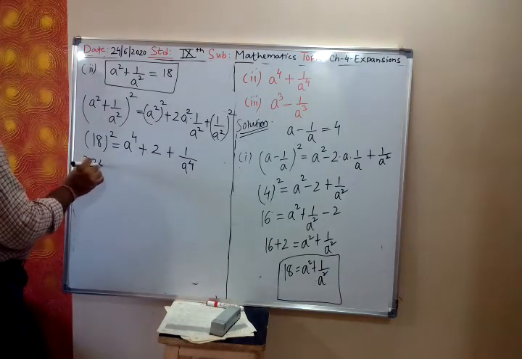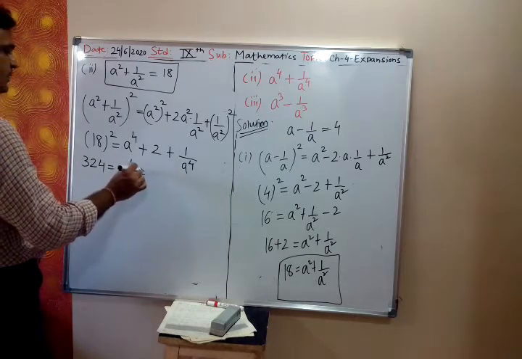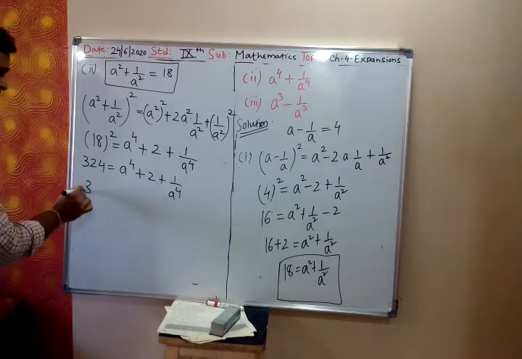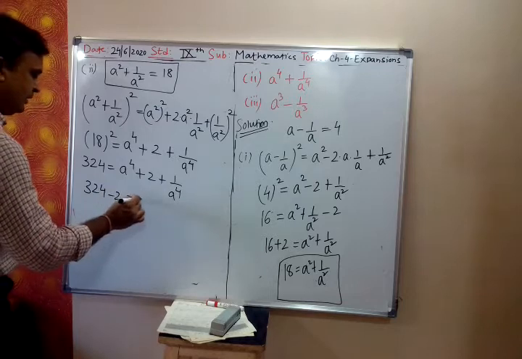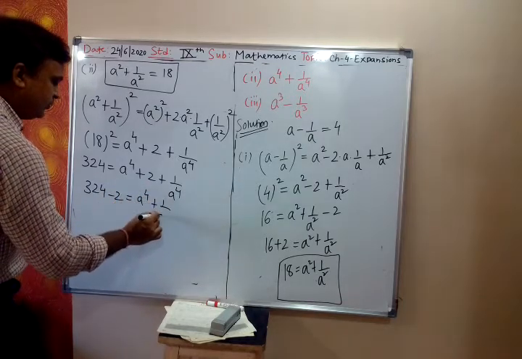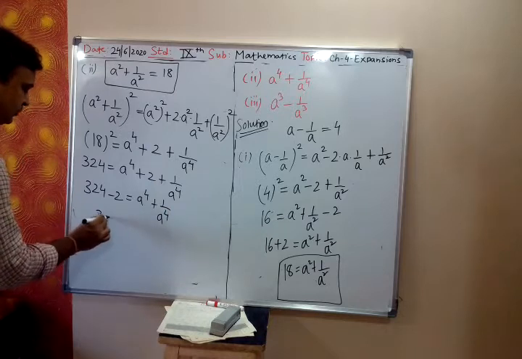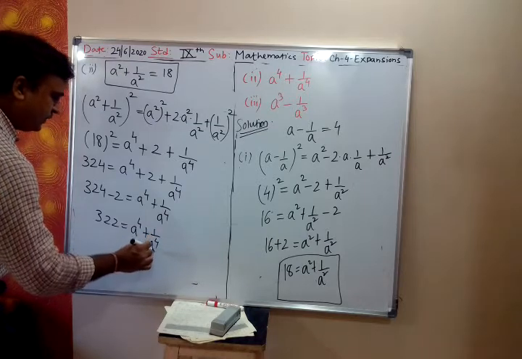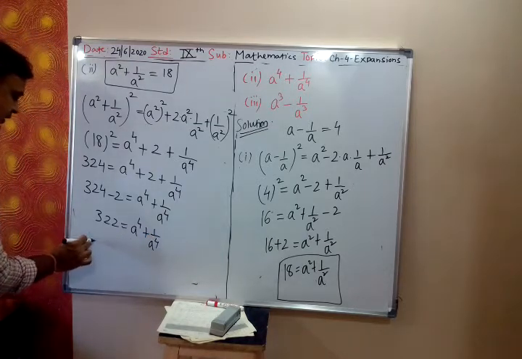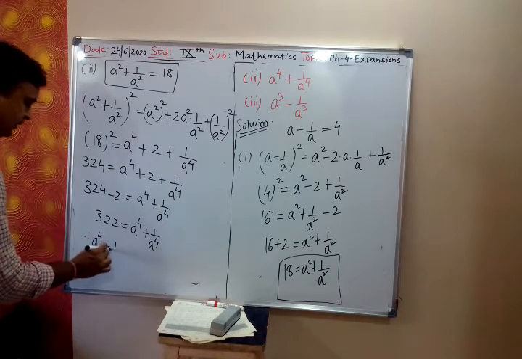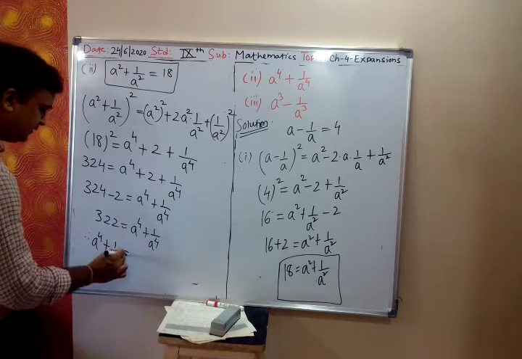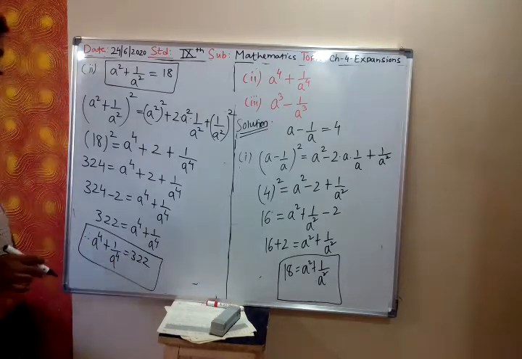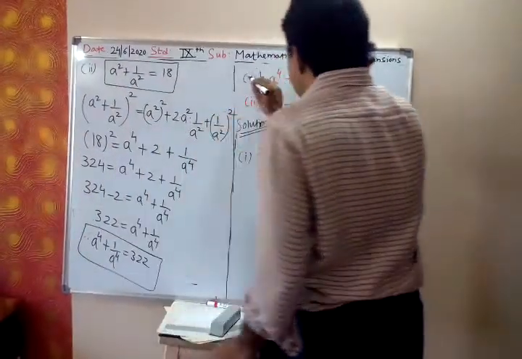So 324 is equal to a raised to 4 plus 2 plus 1 upon a raised to 4. Now we take 2 to this side. 324 minus 2 is a raised to 4 plus 1 upon a raised to 4, so 322 is equal to a raised to 4 plus 1 upon a raised to 4. So finally the value of a raised to 4 plus 1 upon a raised to 4 is 322. So we have found the second part.